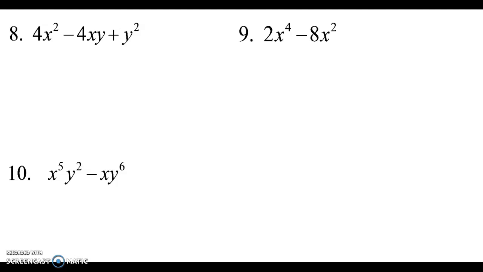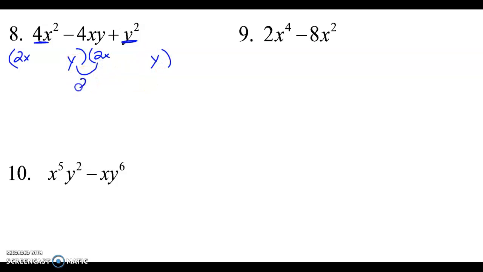All right, this one is a perfect square trinomial. You might not recognize it right away, but if you can tell that these are both perfect squares, that might be a good starting point. So 4x squared, break it up 2x and 2x. Y squared, break it up y and y.